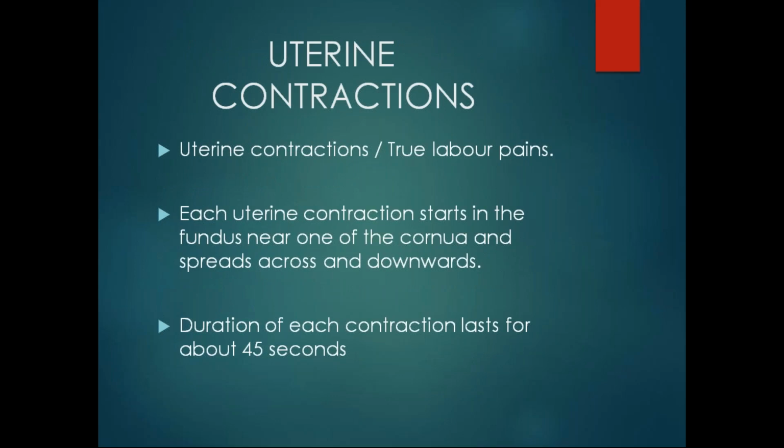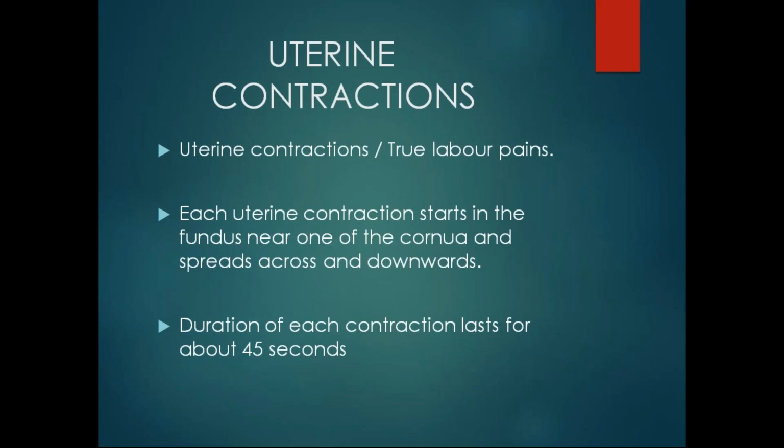So how about the uterine contractions? I said true labor pains or typical uterine contractions. Each of these contractions will have a fundal dominance. That means they start at the fundus of the uterus near the cornua and they spread downwards. The maximum intensity and force of contraction is at the fundus and proceeds downwards. That helps in pushing the baby downwards.